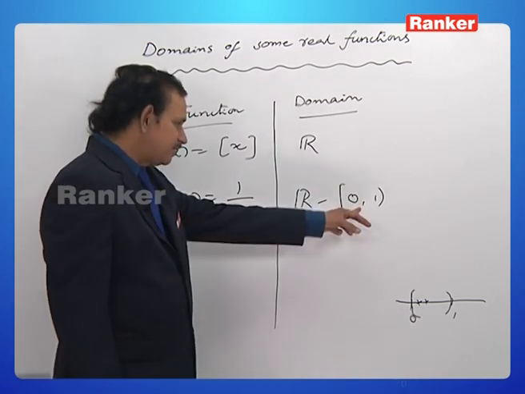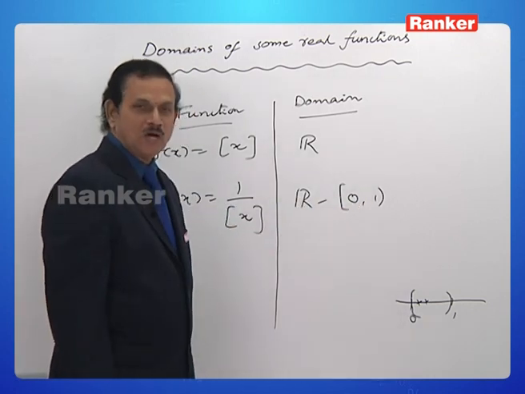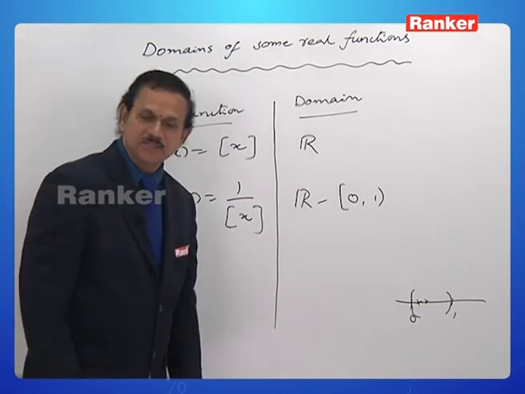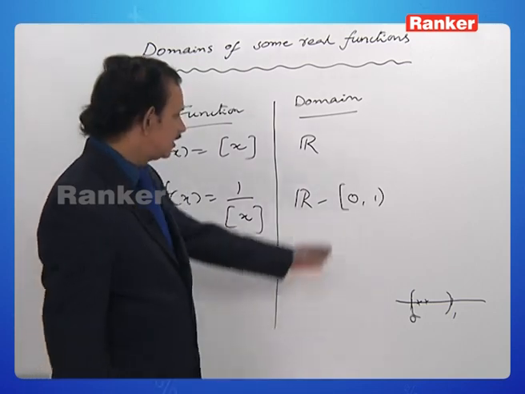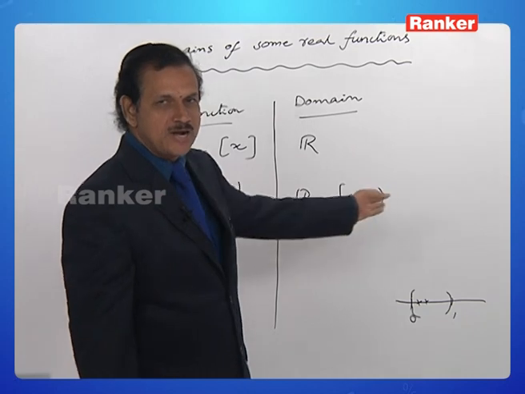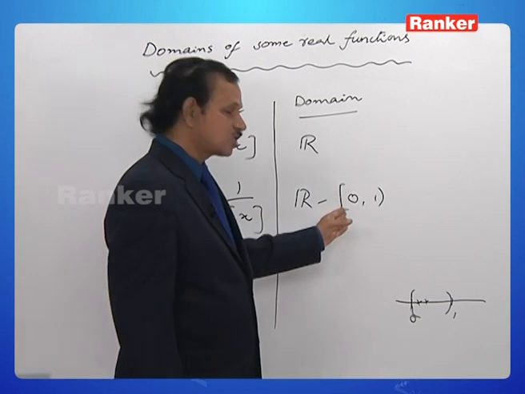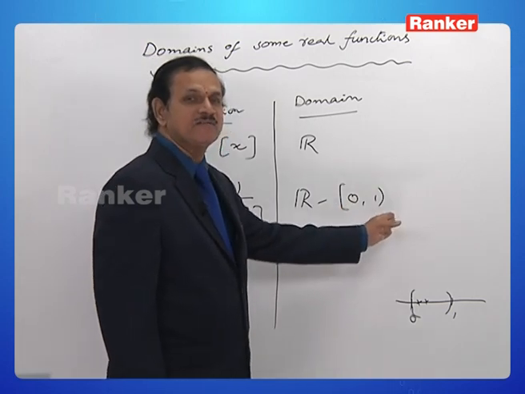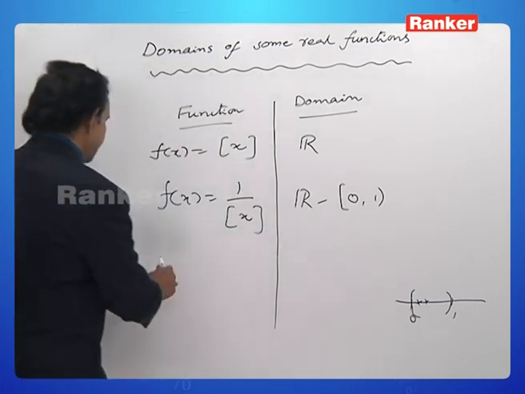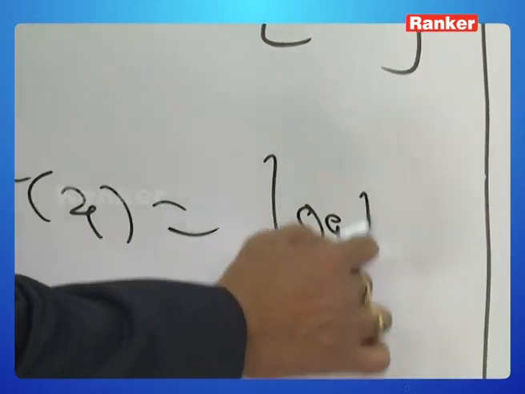For any point x here in this interval, integral part x is 0. And we should see that it is not 0 to define f of x. That is why we are deleting interval 0 to 1, closed towards 0 and open towards 1. This is also called left closed right open interval 0 to 1. That's all.